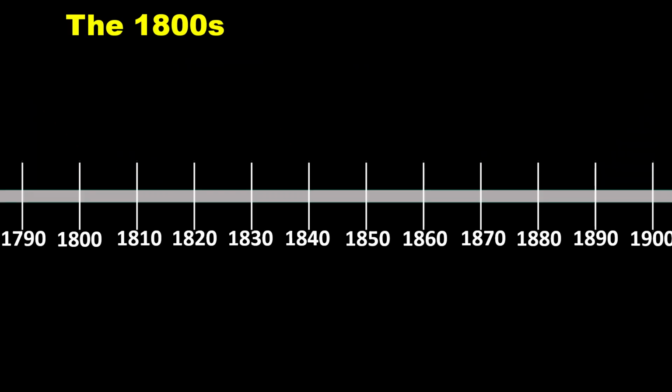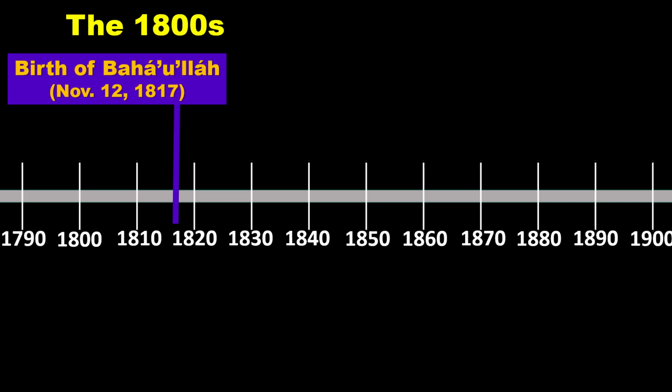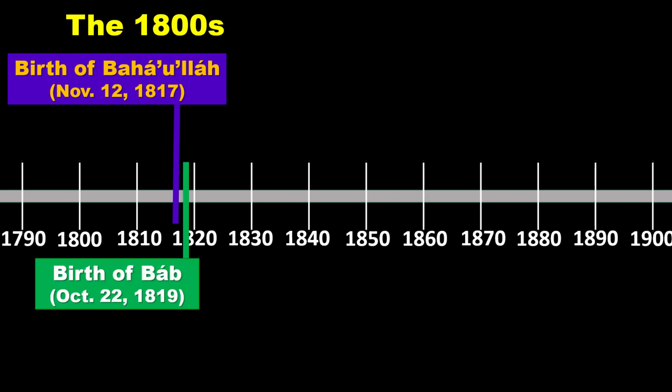This is a timeline of the 1800s and where key events in the life of the Bab and Baha'u'llah occurred. In case you were wondering about the timeline of events in chapters 6 and 7, as the Lamb and he who sits on the throne prepare to appear on earth. At the top left, you can see that Baha'u'llah, he who sits on the throne, was born in Tehran, Persia on November 12, 1817. Looking below the timeline, you can see that the Bab was born 2 years later on October 22, 1819, in Shiraz, Persia.